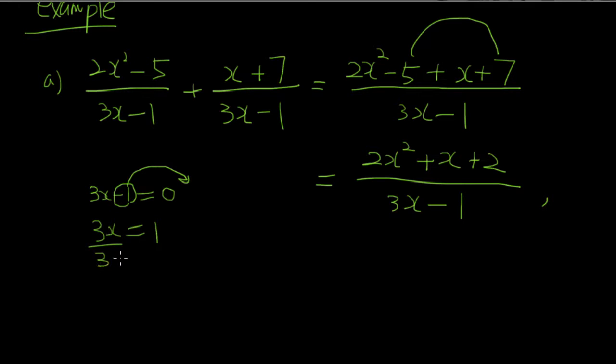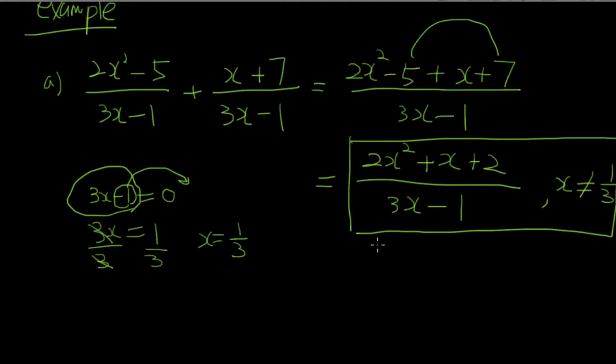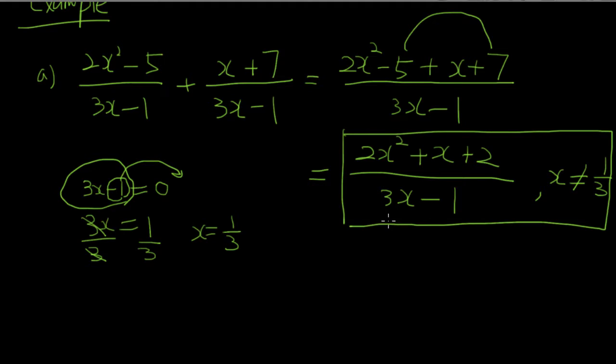Now divide both sides by 3. Cancel, cancel. x equals 1/3. So this x equals 1/3 is the x value which will make this equal to 0. And we do not want that to be 0. So we should say x cannot be equal to 1/3. Right?